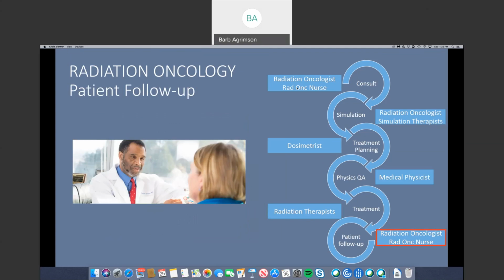Following the course of radiation therapy treatment, the patient will continue ongoing follow-up appointments with the radiation oncologist. These appointments are generally 6 weeks out, 3 months, 6 months, and annually or as needed.